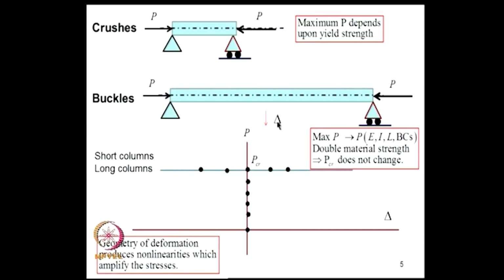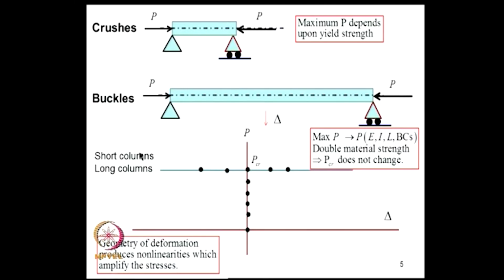Then delta is 0. So, you keep on increasing P, and at one stage the slight perturbation that you give, the beam does not return to its original position, but occupies a position which is proportional to the perturbation that you have given. So, the load deflection diagram in this case climbs up like this, and either it can move to the left or to the right depending on whether the beam deflects upwards or downwards. So, at this value of load P, we say that the structure has lost stability. This is P critical. This phenomenon is due to the geometry of deformation which produces nonlinearities which amplify the stresses. This is the mechanism that we have to now understand.